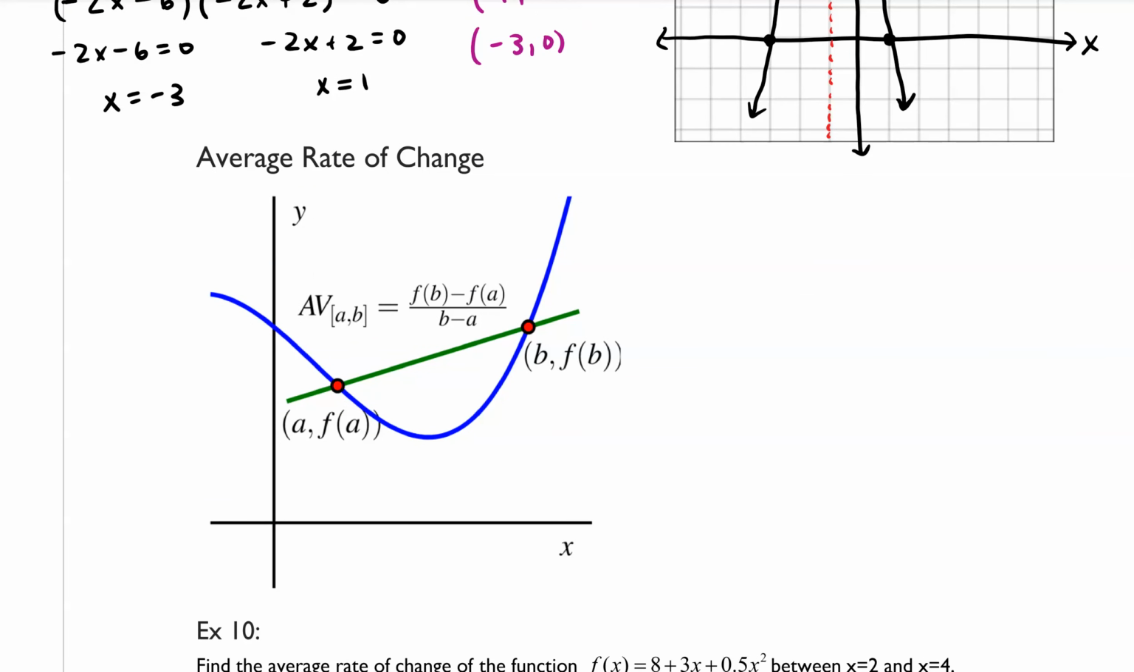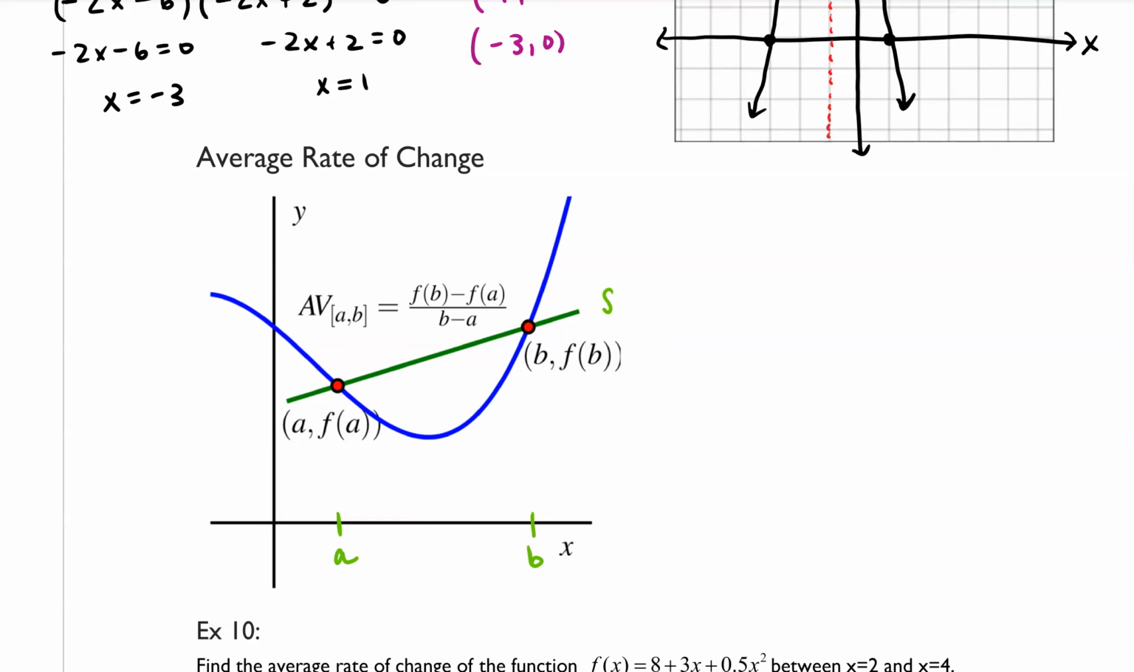And so if we have a function graphed, like in the blue here, we have the graph of some function f, and we're looking at the average rate of change between two x values. So here we have an x value of a, and here on the x-axis we have b, and we're looking for the average rate of change between those two x values. Then the average rate of change is given by this formula, f of b minus f of a divided by b minus a. And what that represents is just the slope of this green line here.